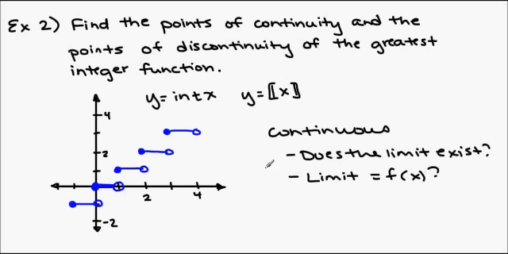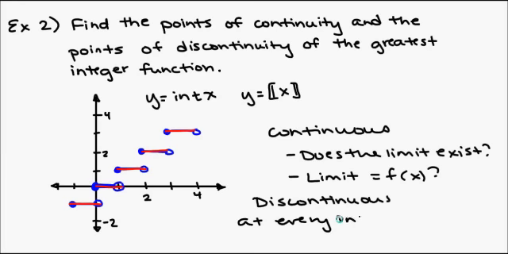Okay. And remember, if you're looking for the easy definition of continuous, it's that you're not lifting up your pencil point as you draw this graph. If I were to try to do that, I would have to pick up my pencil every single time I hit a new integer on this graph. So this graph is discontinuous at every integer.